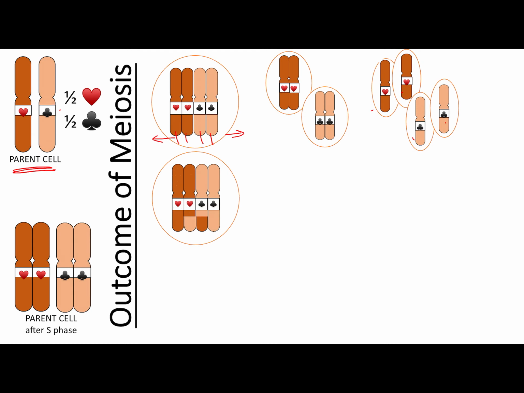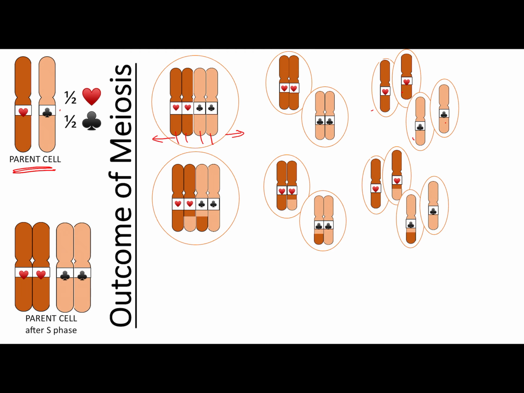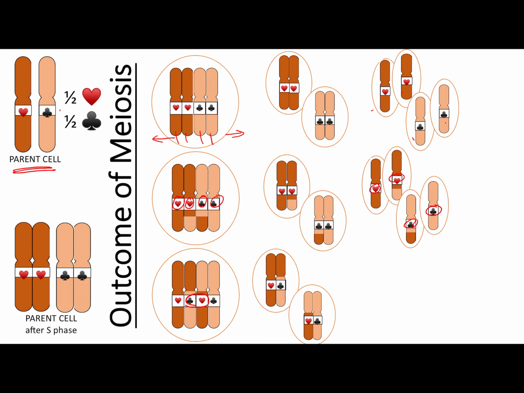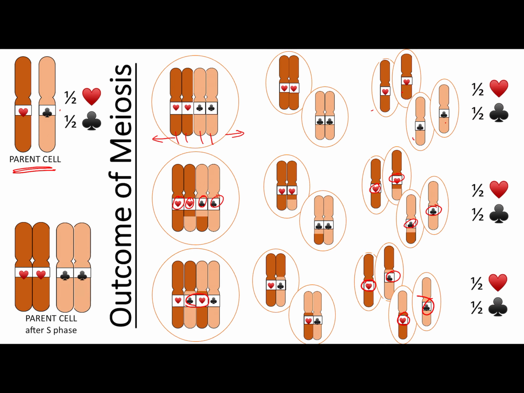So how about if we have some crossing over happening? We're going to see mostly the same thing, and by the end of it, we still have 2 heart alleles and 2 club alleles. How about if crossing over happens and it swaps out the genes that we're looking at too? By the end of meiosis, in this case, well, guess what? We still have 2 hearts and 2 clubs there.